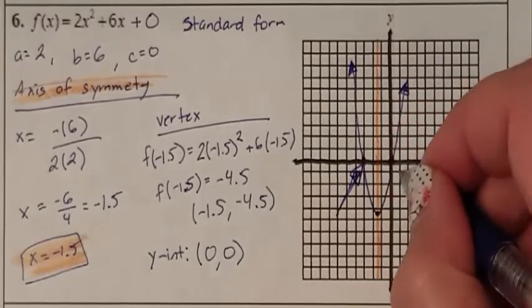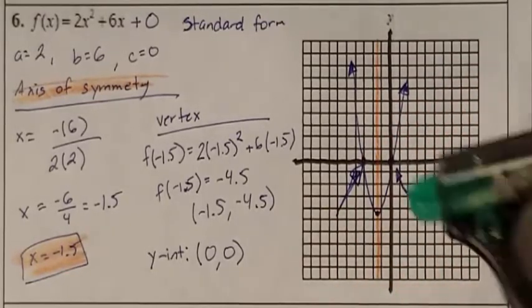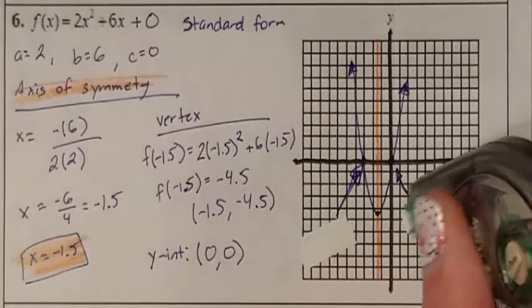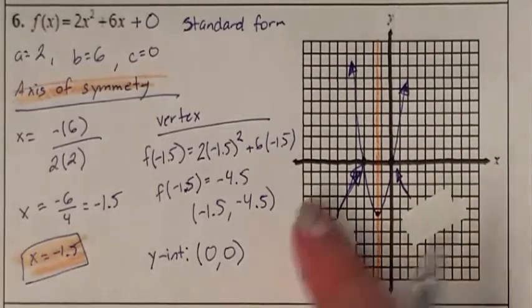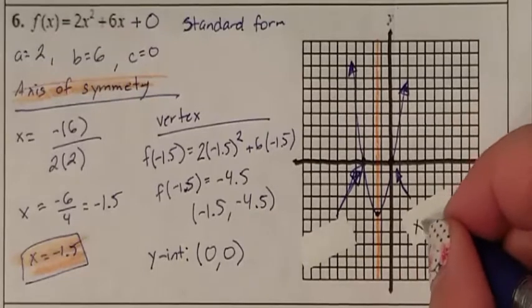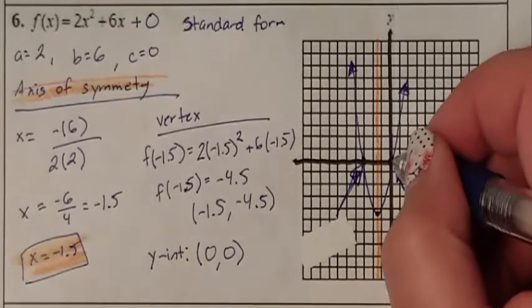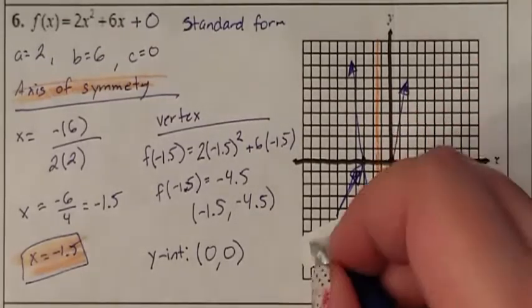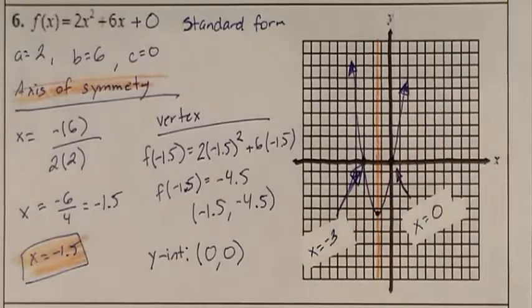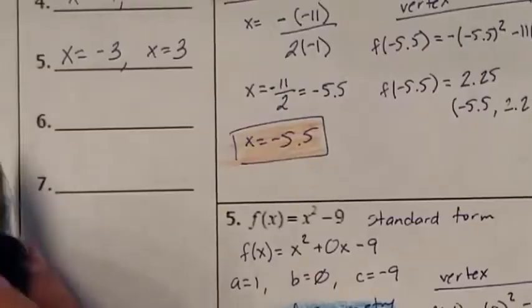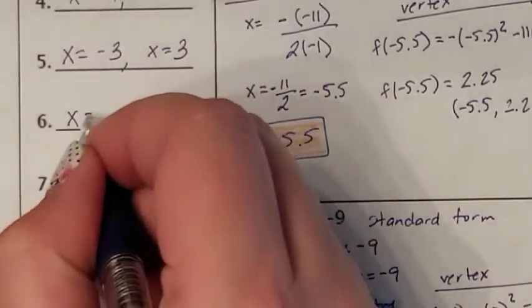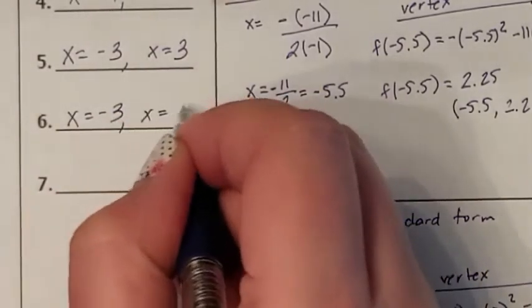These two spots where you cross the x-axis are your solutions, your zeros. So that is at 0, so x equals 0, solution number 1. This is -1, -2, -3. X equals -3 is solution number 2. So the answers for problem number 6: you had x equals -3 and x equals 0.